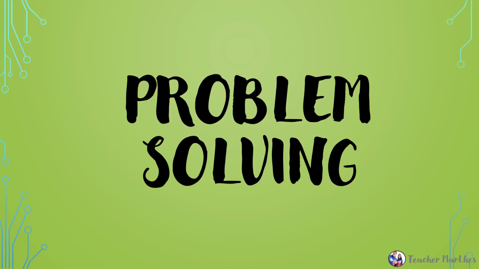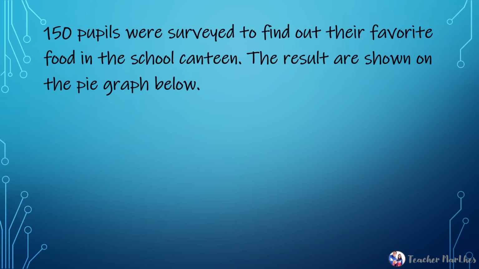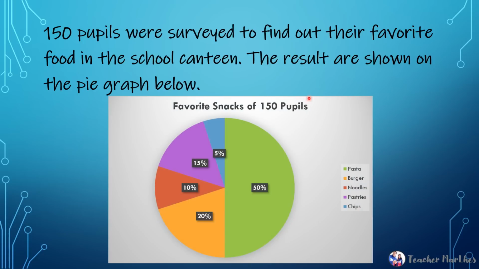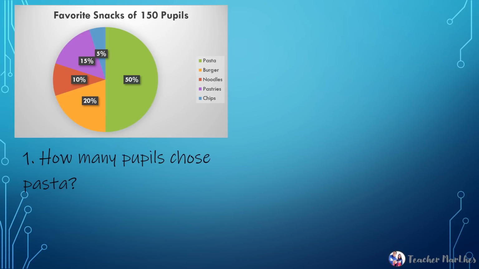Next is problem solving. So, let us solve problems involving circle graph. 150 pupils were surveyed to find out their favorite food in the school canteen. The results are shown on the pie graph below. So we have pasta, 50%, burger, 20%, noodles, 10%, pastries, 15%, then chips, 5%. So these are the favorite snacks of 150 pupils. So question number 1, how many pupils choose pasta?